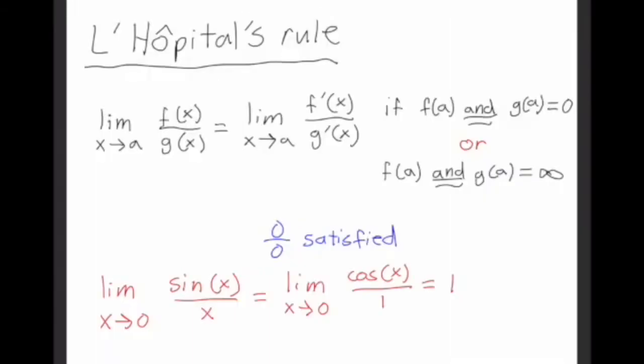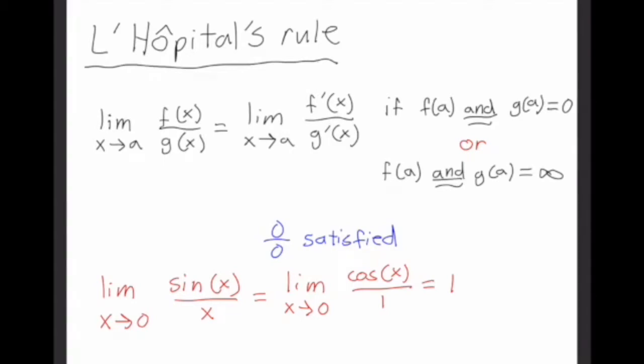So L'Hopital's rule states that when you have a limit as x approaches a number, and if f of a and g of a are both 0, or if f of a and g of a are both infinity, then the limit of x approaches a of the derivative of f over derivative of g will be equal to the limit as x approaches a of f over g.